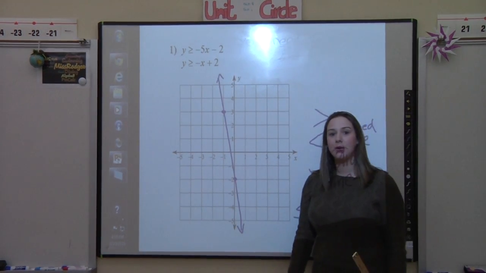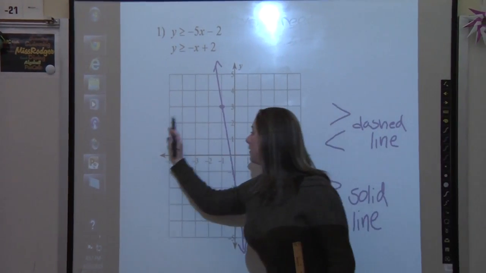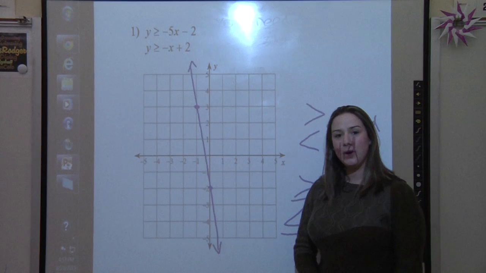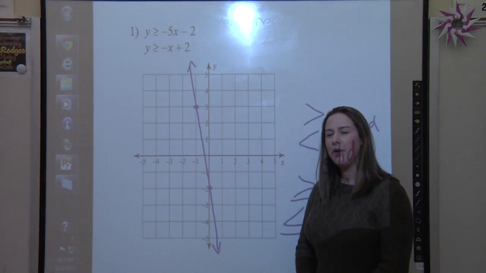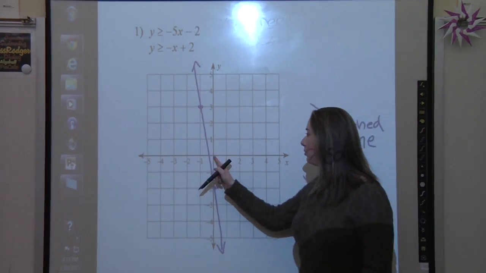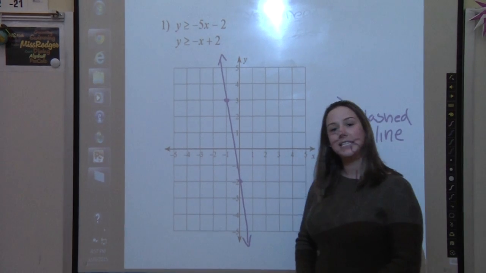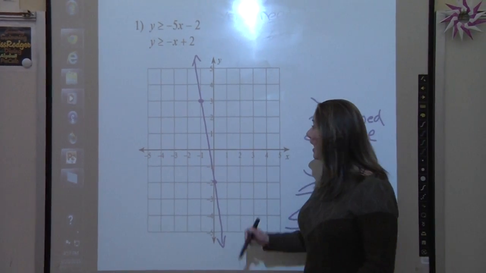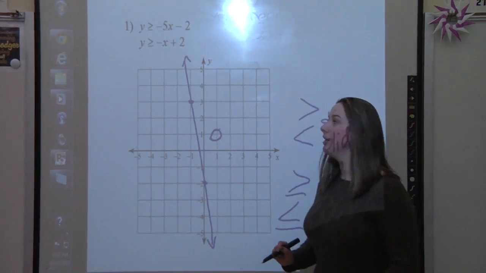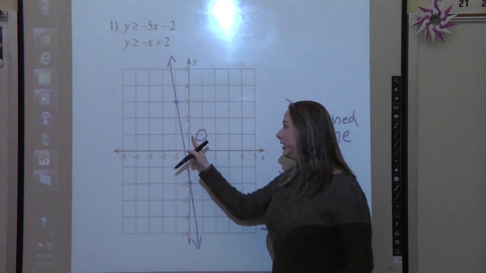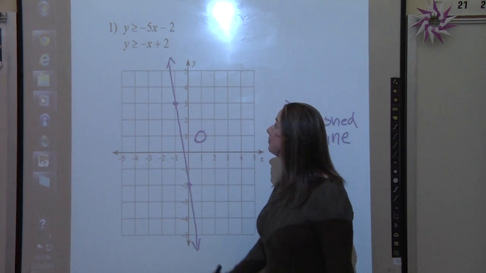We need to now determine which direction to shade. We're going to either shade to this direction or we're going to shade that direction. One way to do this is to test a point. I like to test 0, 0. However, for this problem, it seems really close. So I can test any point in this region and any point in this region and see if it makes the statement true or false. I'm going to test 1, 1. That's my test point. So I'm going to substitute 1 in for x and 1 in for y and see if it makes the inequality true or false.